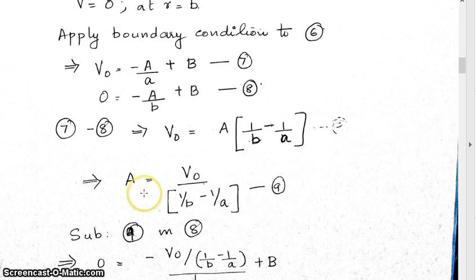From that I can find what is capital A. It is equal to V0 by 1 by b minus 1 by a. That is my equation 9.